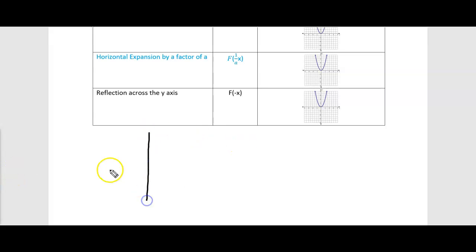All right, so let's say that I have a shape that looks like, let me just make one up real quick here. How about that?